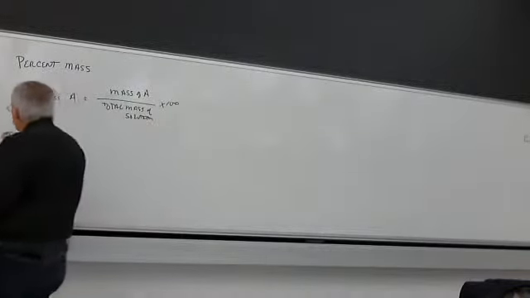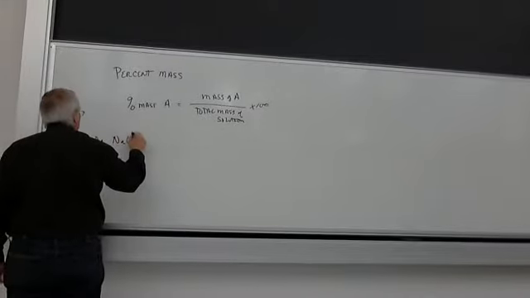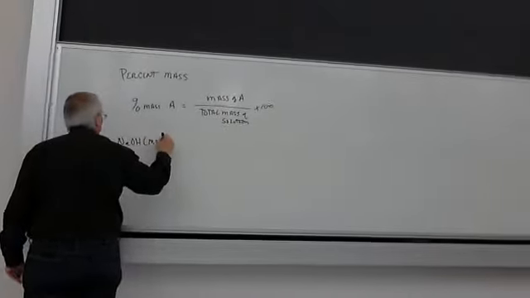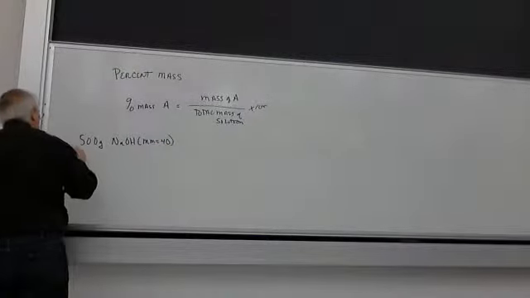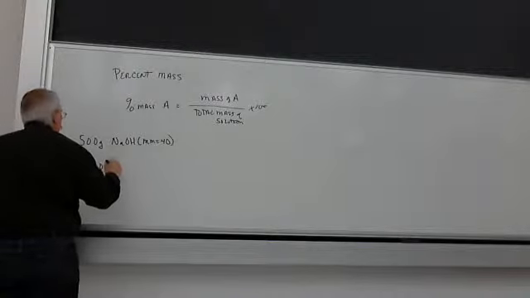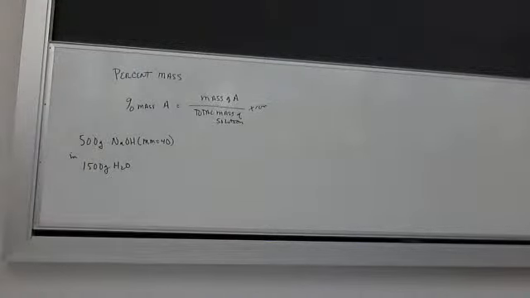So why don't we try one? Suppose I gave you some data. You have 500 grams of sodium hydroxide. The molecular mass of sodium hydroxide is 40 grams per mole, and you're putting it into 1,500 grams of water. So you have 12 seconds to see if you can calculate the mass percent based upon our mathematical formula.